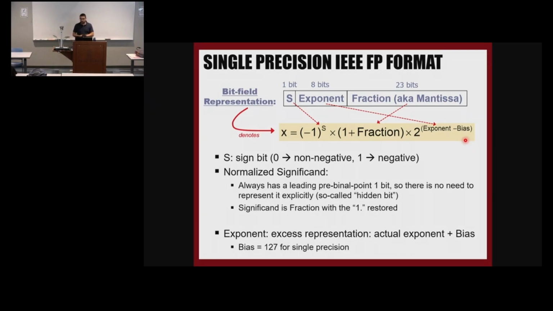Okay, so this bias of 127, how it is used. We can have numbers between 2 to the negative 128 and 2 to the 127. Sorry, 2 to the 127. Okay, single precision, bias of 127.